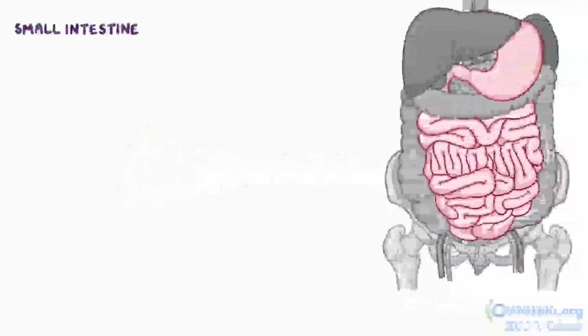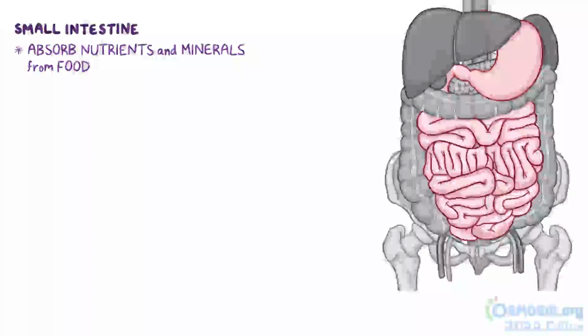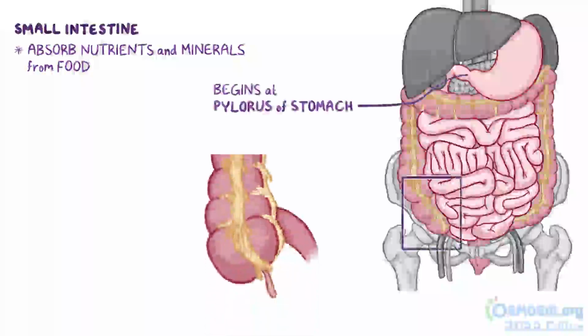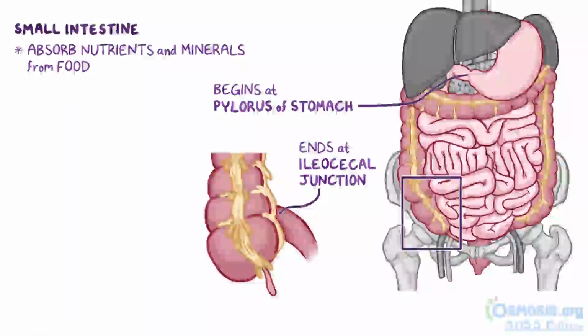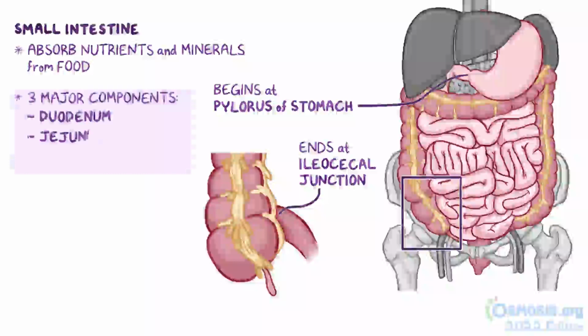The small intestine is a part of the digestive tract specialized in absorbing nutrients and minerals from the food we eat. It's located in the abdominopelvic cavity, and it begins at the pylorus of the stomach and ends at the ileocecal junction, where it continues with the large intestine. It has three major components: the duodenum, which can be divided into four parts, the jejunum, and the ileum.